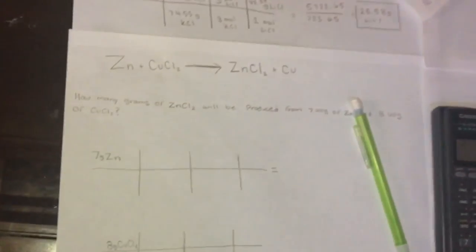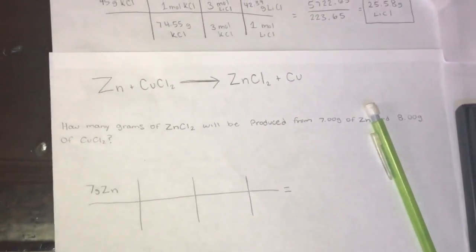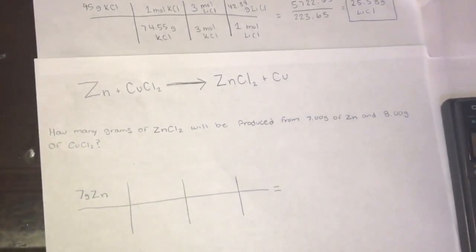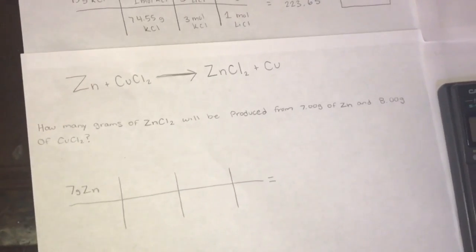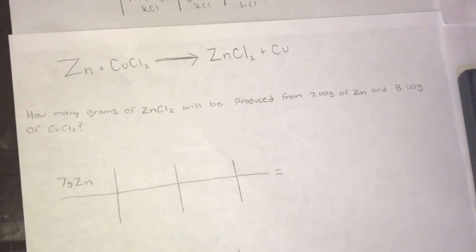Moving on to the next example, Zn plus CuCl2 yields ZnCl2 plus Cu. How many grams of ZnCl2 will be produced from 7 grams of Zn and 8 grams of CuCl2?